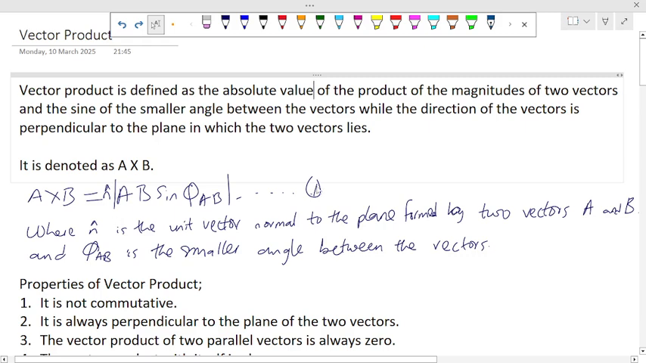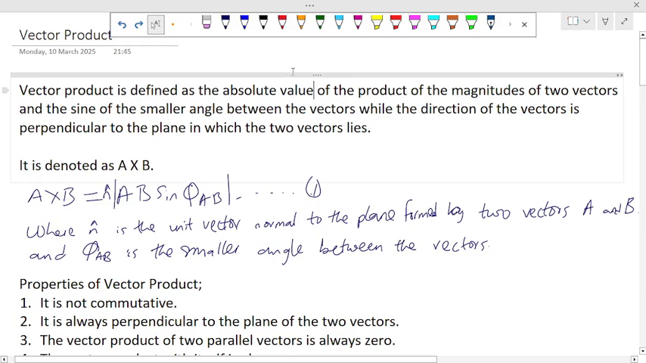Of course, this represents the unit vector, which is normal to the plane formed by the two vectors. When we say normal, we mean perpendicular, or 90 degrees. I'm going to talk about what we mean by normal under the properties of vector product, so don't worry about it. Just be relaxed about it. You are going to get it really easy.